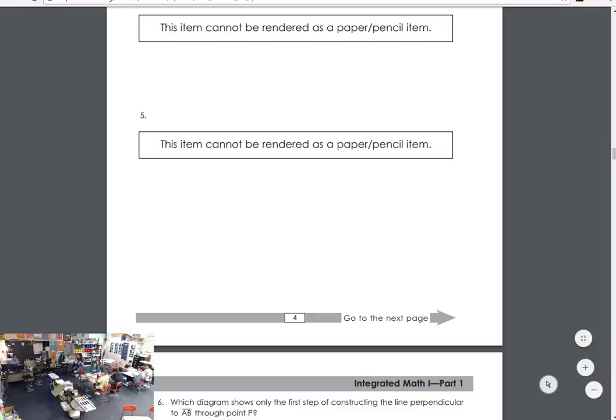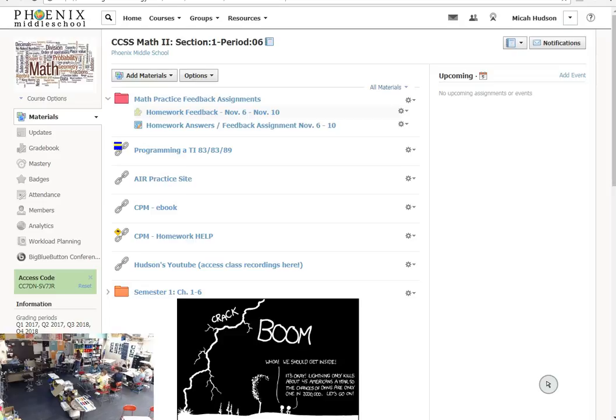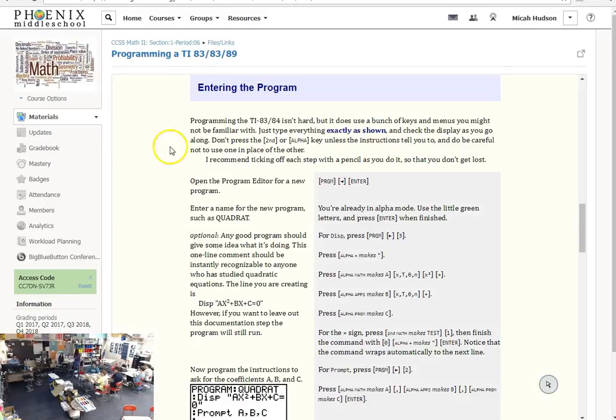If you wanted to get here, let's close it and act like we weren't there. From Schoology, our Math 2 page, right here, the link says AIR practice site. Also, right where we were yesterday, programming the calculator. If you go here, I'm going to show you this first because I think it's cooler than talking about the AIR test.